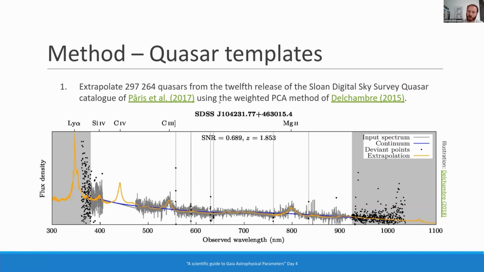We are using a weighted principal component analysis method that we derived in a 2015 paper. We recovered emission line templates and continuum templates that allowed us to extrapolate the spectra. So we see that we are recovering the Lyman alpha emission line and also extrapolating the missing part, for example the carbon-4 emission line.